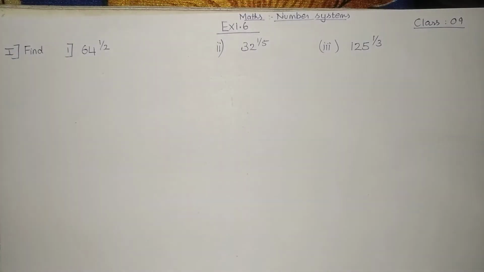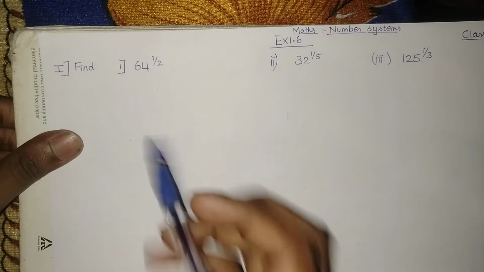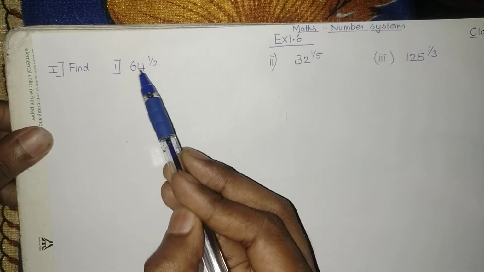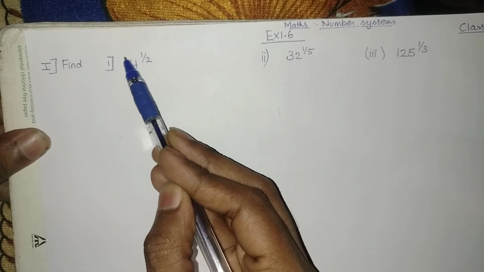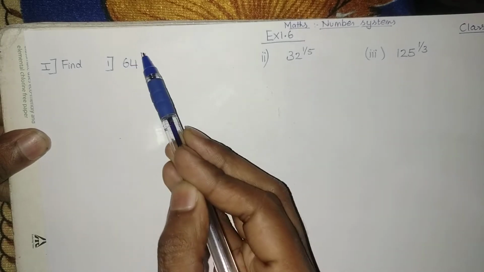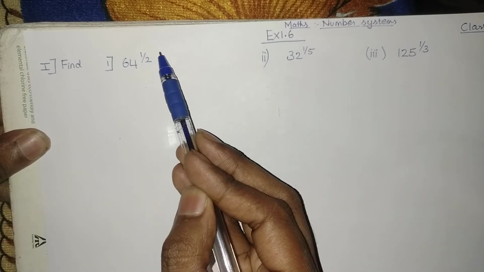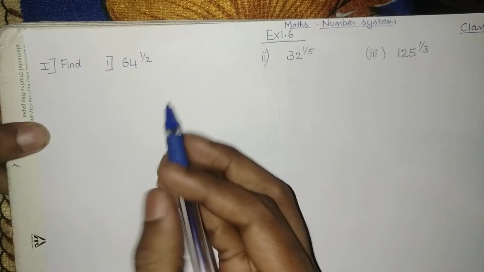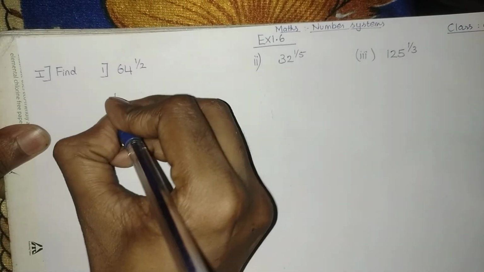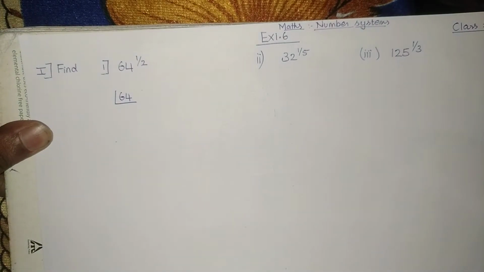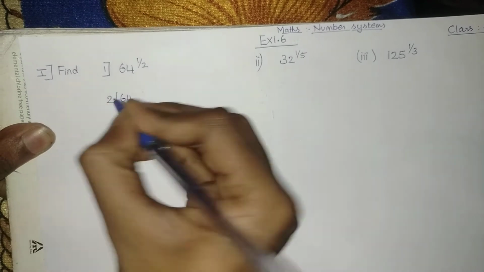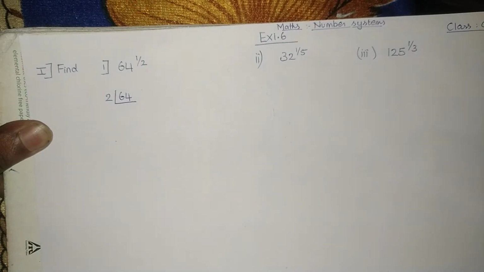First one, find 64 power 1 by 2. So I have to evaluate how much is 64 power 1 by 2. You all know that 64 is called the base, and 1 by 2 is called the exponent, or it is also called the power. So let me split this 64 into factors using the prime factorization method, which you are familiar with. Let me divide 64 by the least factor, 2.